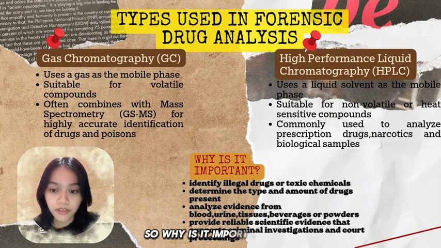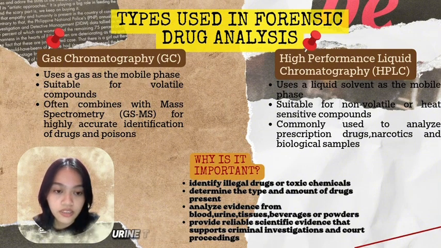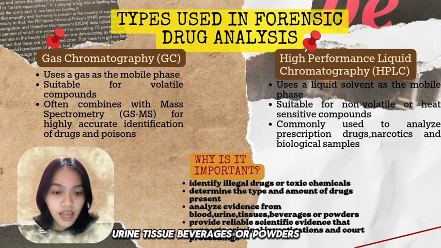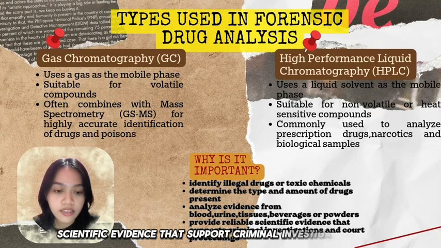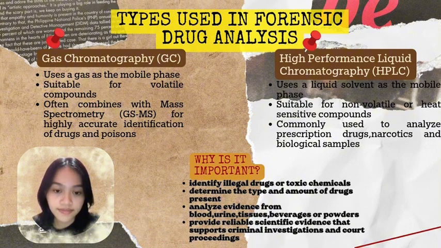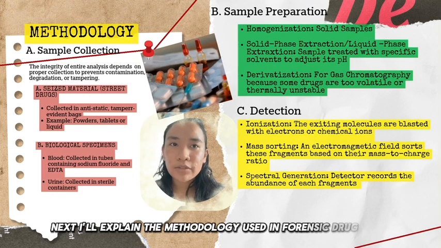So, why is it important? This is because it can identify illegal drugs or toxic chemicals, determine the type and amount of drugs present, analyze evidence from blood, urine, tissue, beverages, or powders, and it provides reliable scientific evidence that supports criminal investigation and court proceedings. Next, I'll explain the methodology used in forensic drug analysis.